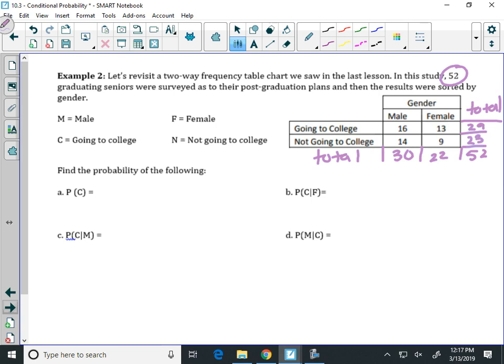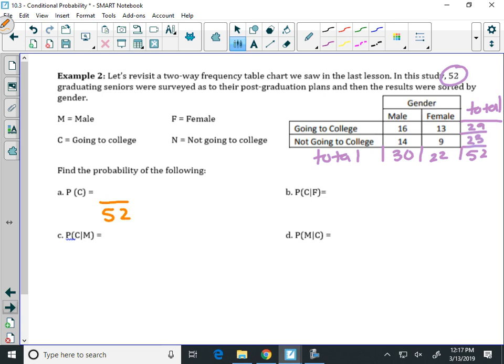M stands for male, F stands for female, C stands for going to college, N stands for not going to college. So probability of C, probability of going to college. Is there a condition on this? Is there a line and then another letter? No, there's no condition. So we're just finding probability like we normally have, meaning the entire population is your sample space. So what's going to go on the bottom of our fraction? 52. The entire population goes on the bottom.